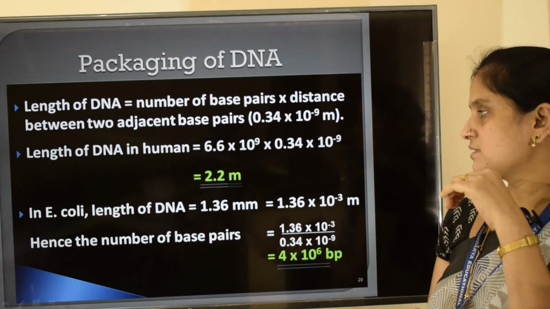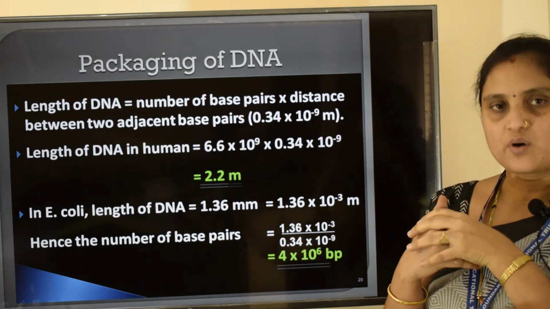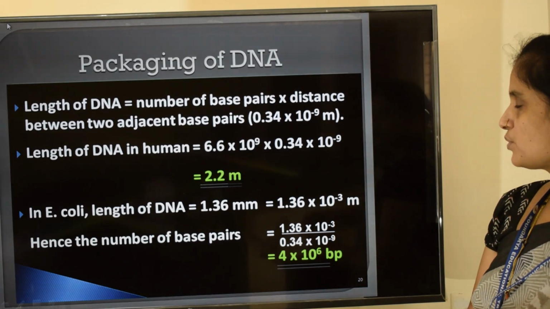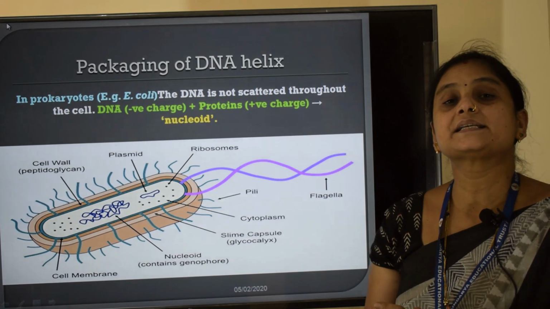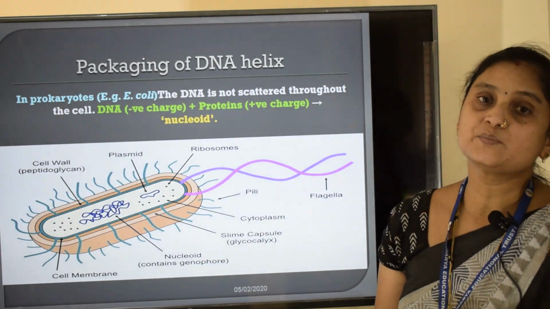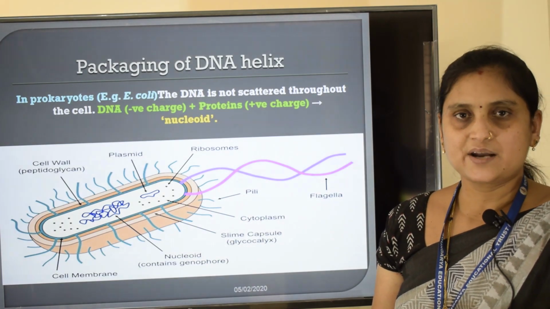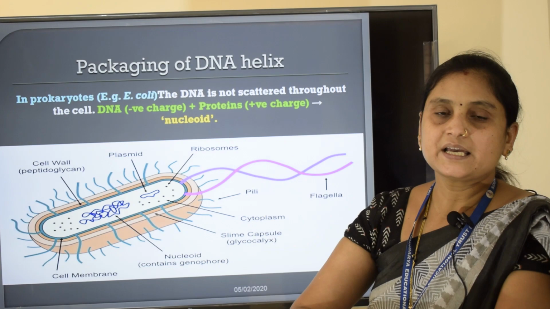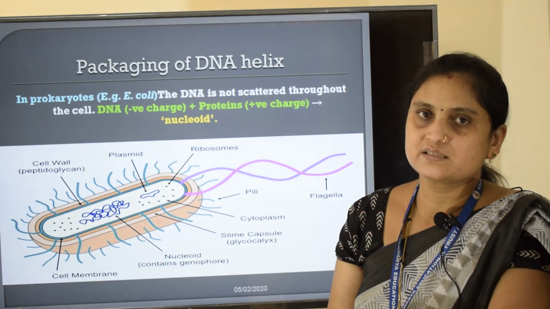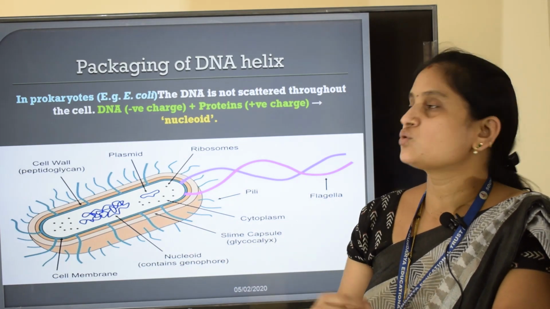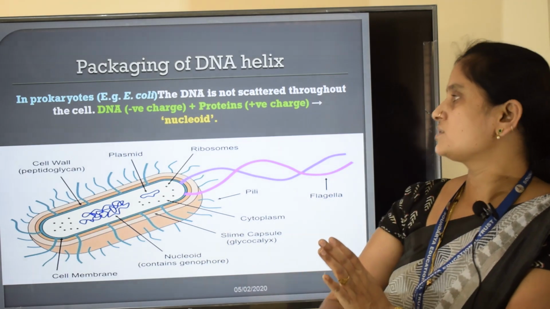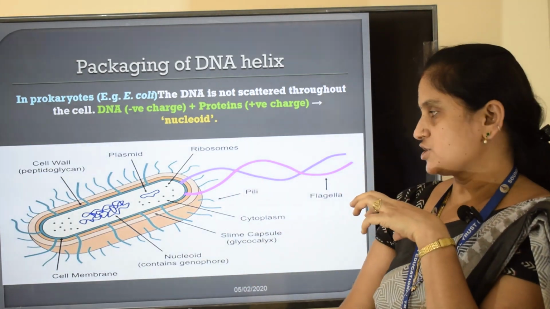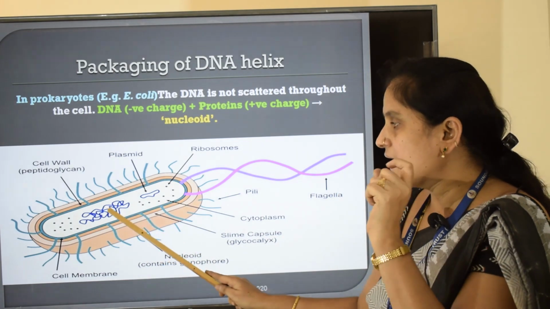So let us see how the packaging takes place in the prokaryotic cell and in the eukaryotic cell separately. In the prokaryotic cell, there is about 1.36 millimeter of DNA. How is such 1.36 millimeter of DNA enclosed in a prokaryote? Let us take the prokaryotic cell E. coli, a typical example. In the prokaryotic cell, there is no well-defined nucleus. That doesn't mean that the DNA is scattered throughout the cell. Actually the DNA, being negatively charged, is associated with proteins and forms a highly looped structure called the nucleoid, held in a particular region.